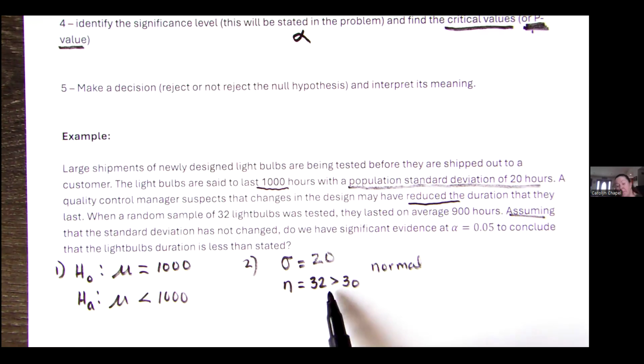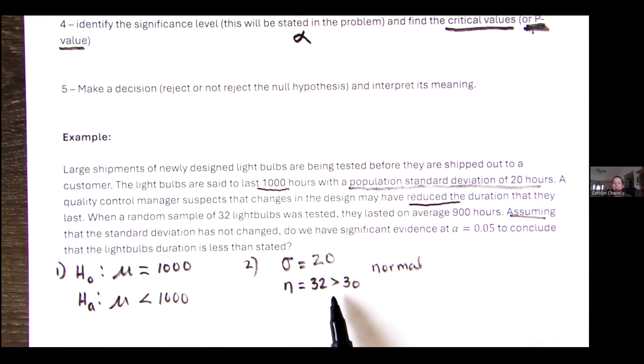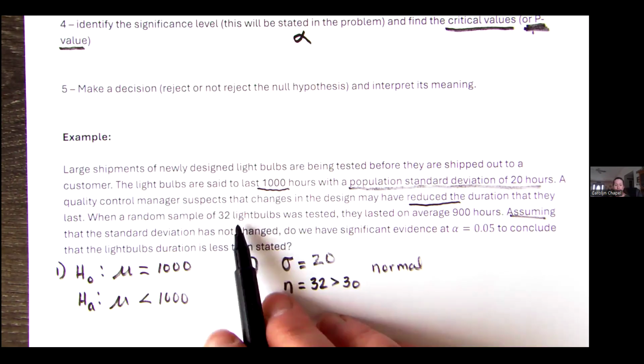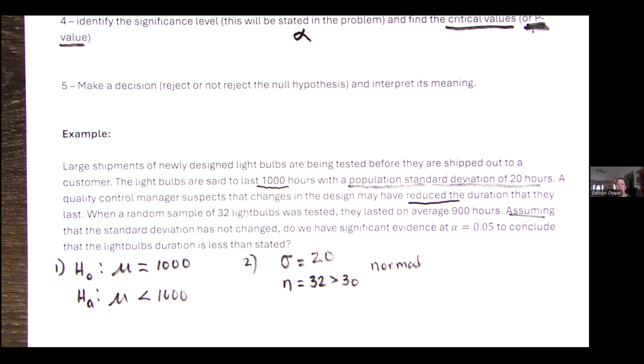If this had not been 30, we would not have been able to use the normal. We talked a little bit about what we would do. There are other tests that you can do in the cases where there is not a large enough n. If it were me in this situation, a statistician would know this, I would make sure that our sample size is big enough. So making sure to test at least 30 light bulbs, so that they could use the normal curve.